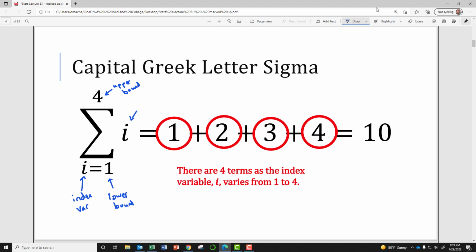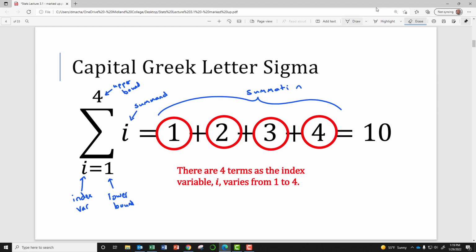And this is the summand, which is telling you that all of the terms in this summation are going to look like just my index variable. So as I allow i to increase from 1 to 4, going through all of the integers between 1 and 4, my terms are going to look like this. I'm going to have 4 terms. My terms will be 1 plus 2 plus 3 plus 4. And so of course, that capital Greek letter sigma means that we're talking about the sum, or the summation, of a bunch of terms. So hopefully this is a good way to illustrate what this capital Greek letter sigma is doing.